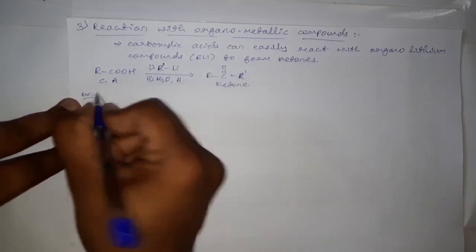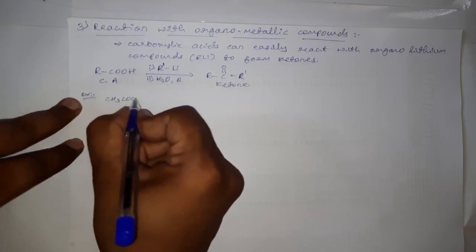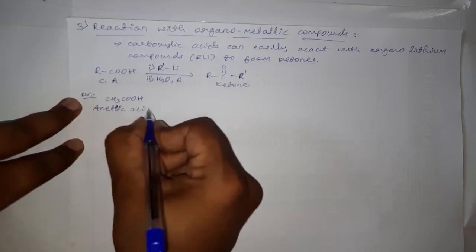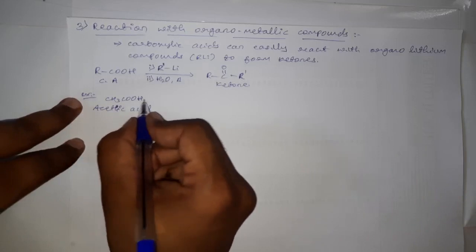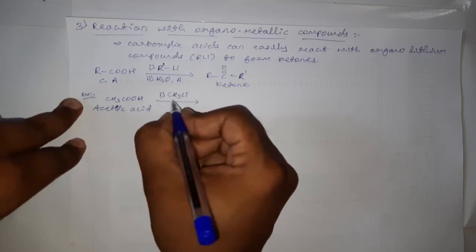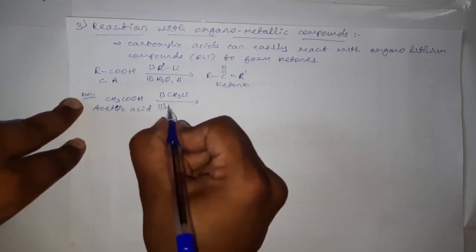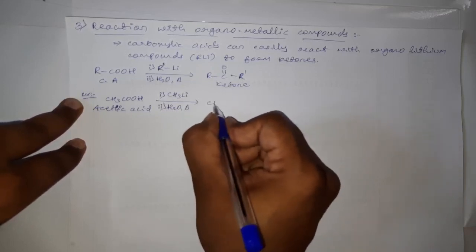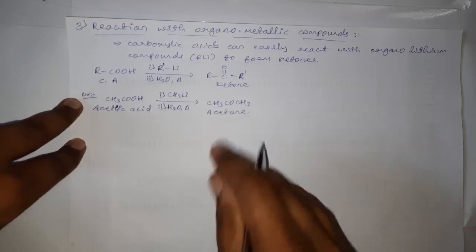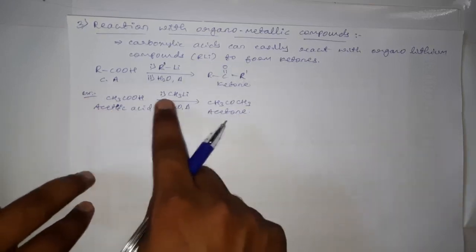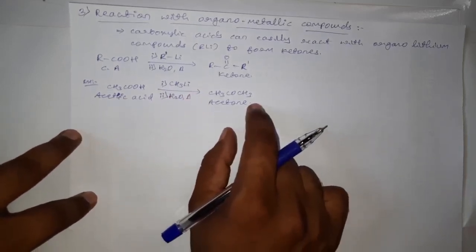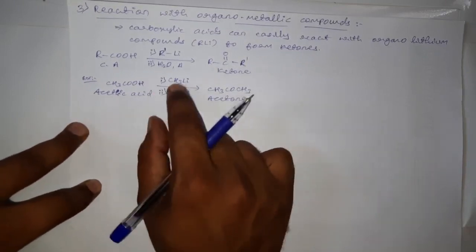Take for example, when acetic acid, CH3COOH, is allowed to react with methyl lithium, CH3Li, which on hydrolysis gives CH3COCH3. This is acetone, and this is the reaction of carboxylic acids with organolithium compounds. Okay, then how actually is the reaction taking place between the carboxylic acid and an organolithium compound?